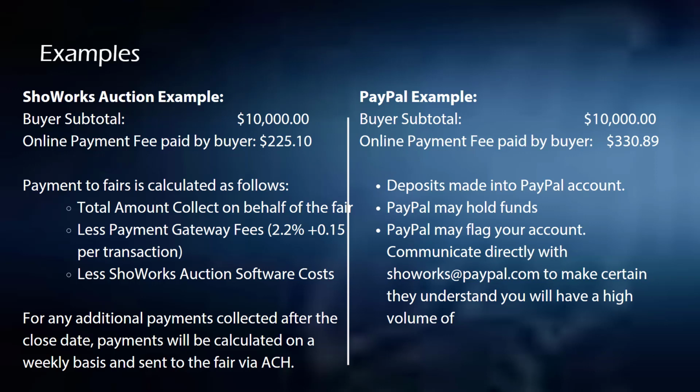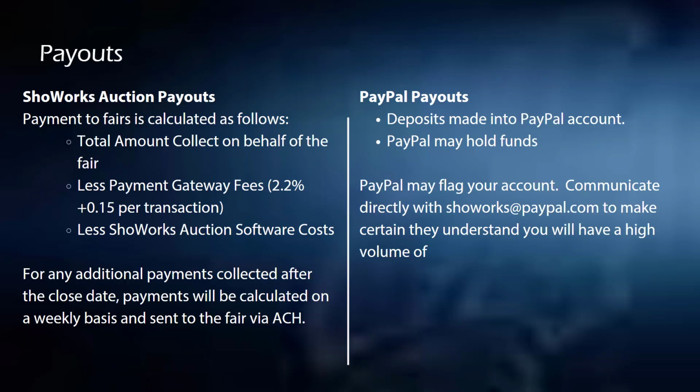On a transaction of $10,000, you can see that an online payment fee paid by the buyer is going to be $225.10. In the PayPal situation, they're paying over $100 more for that transaction, at $330.89. The payment to the fairs ultimately is calculated as follows. Actually, I'm going to jump to the next page and show you that so it's easier to digest.